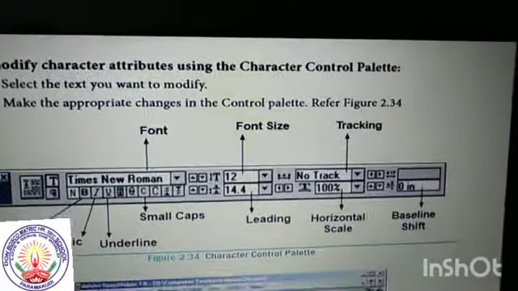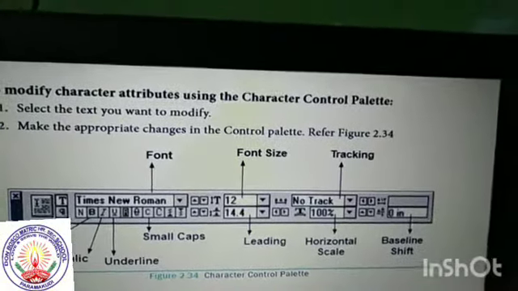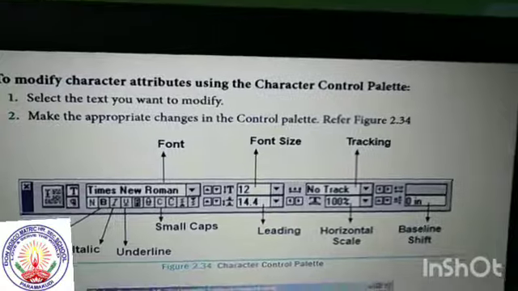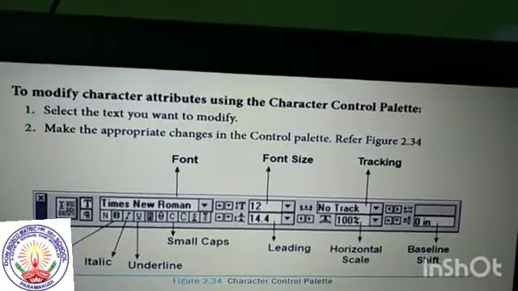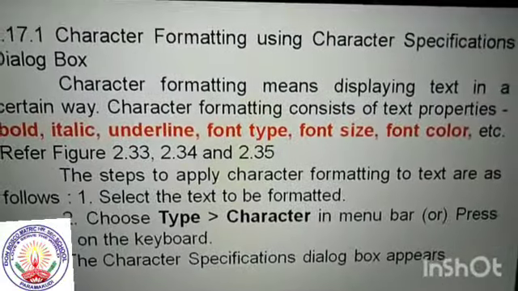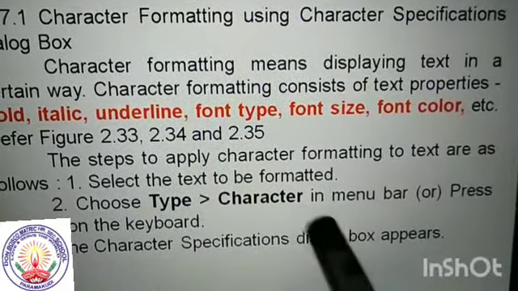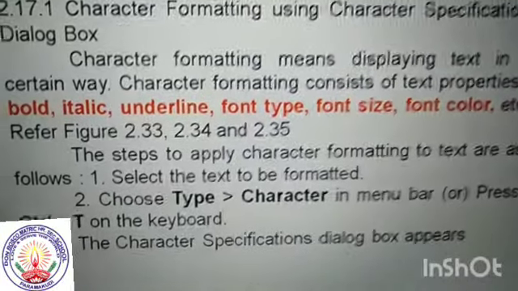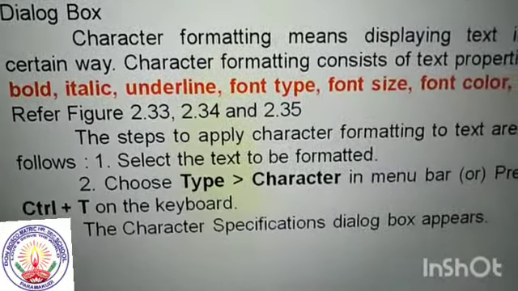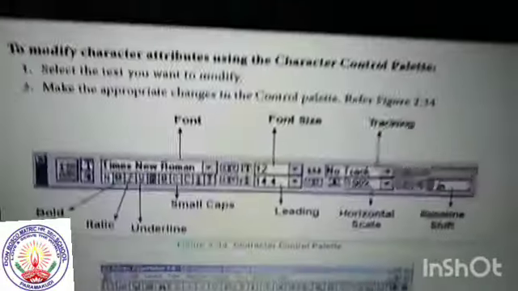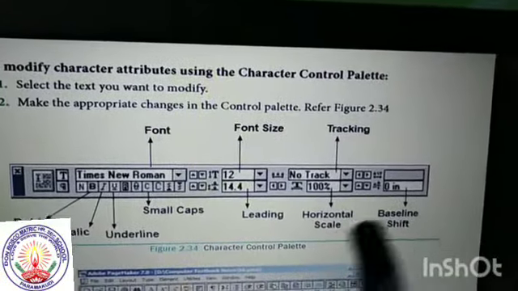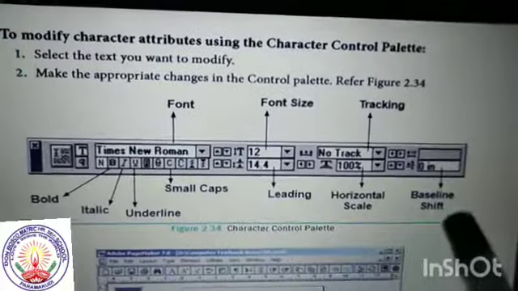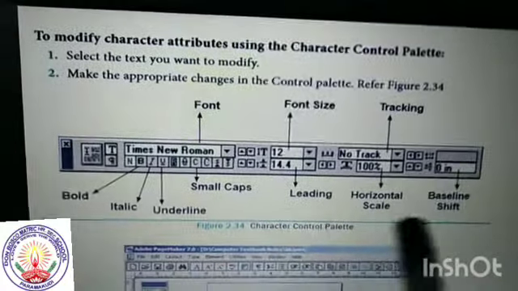If you want to create formatting options, use the type menu and select the character command, or use the shortcut key Ctrl plus T. If you press Ctrl plus T, the character formatting options appear on your screen, and we can select some other options.